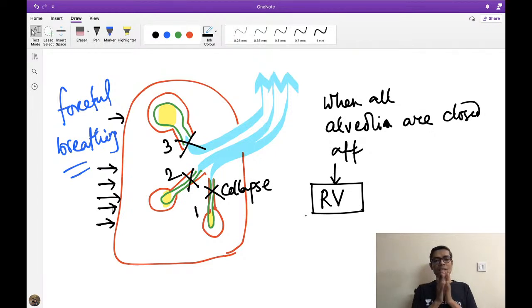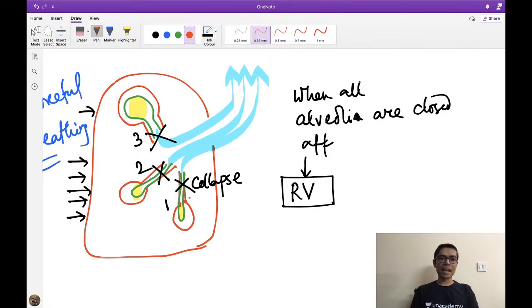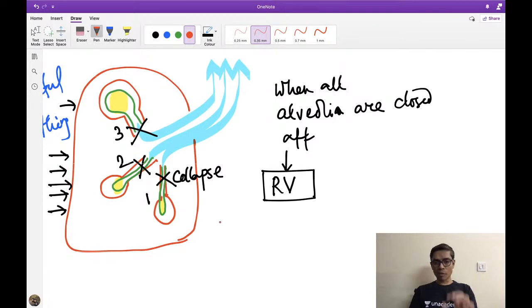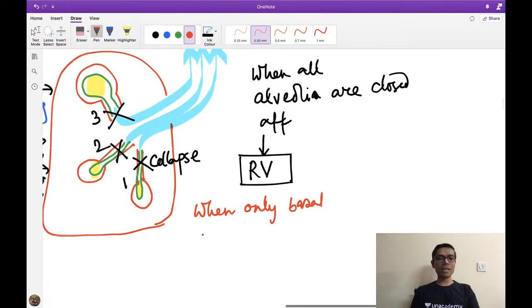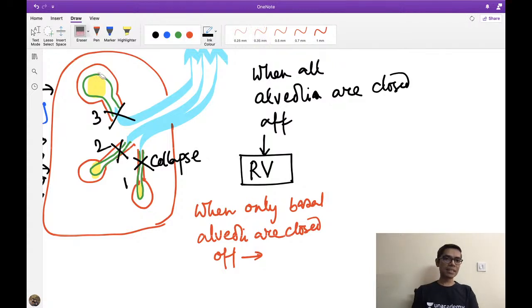If I ask you, closure is starting at which region of the lung first? The obvious answer is that closure is starting at the base of the lung. So now the second definition: the volume which is present in the lung when only the basal alveoli are closed off, but the apical and middle part alveoli are still open. In this condition, these alveoli are still open, but only the basal alveoli are closed off.